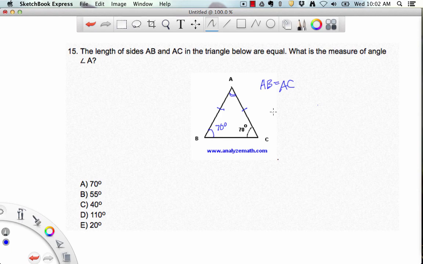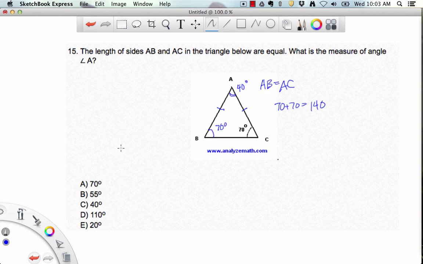Now they're asking us to combine that with the other big triangle fact. The biggest one is that if we add up all the angles in a triangle on a flat surface, we get 180 degrees. So 70 plus 70, that's 140, which means this missing angle must be 40 degrees to add up.